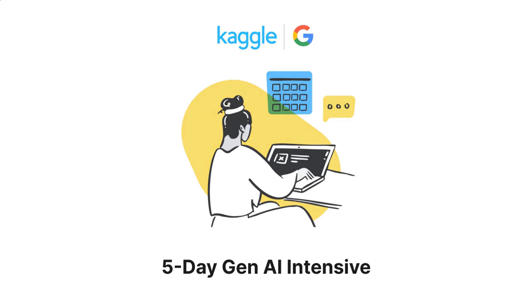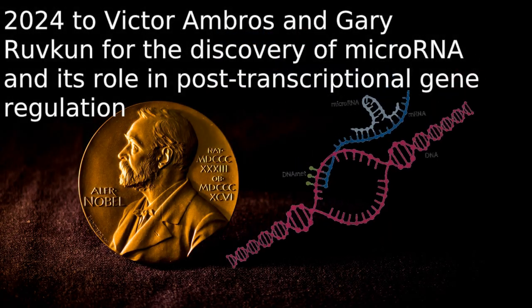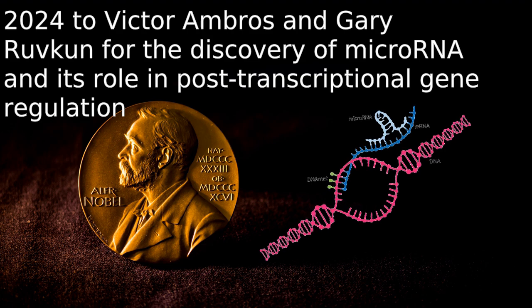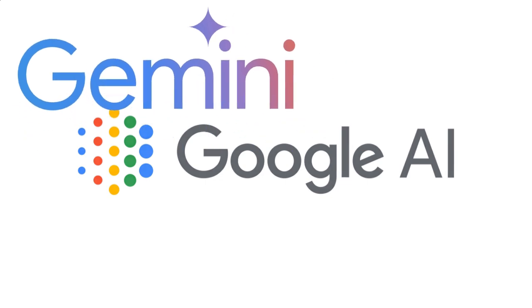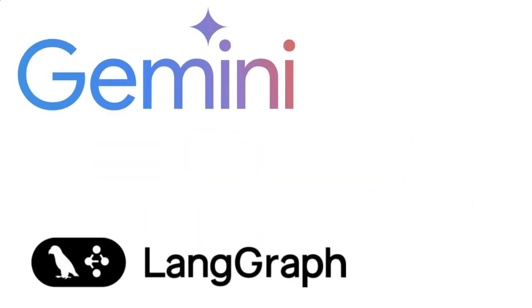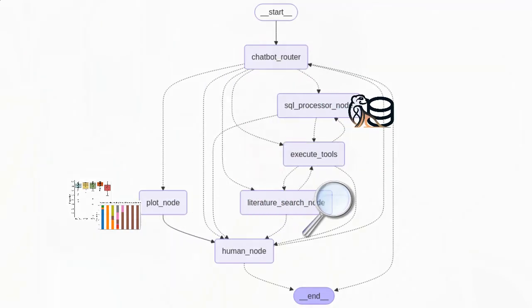This is why, for the 5-day GenAI capstone project, we focused on the 2024 Nobel Prize winning discovery, the MicroRNA. We utilize Google AI Gemini with LangGraph to integrate the curated miRKat database, ground search, and data visualization in a multi-agent architecture, making scientists' work a little bit easier.